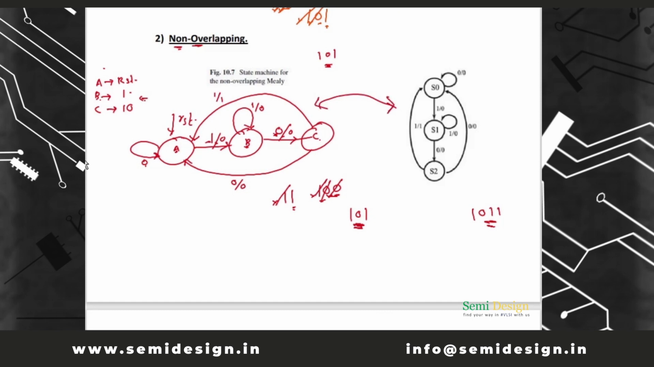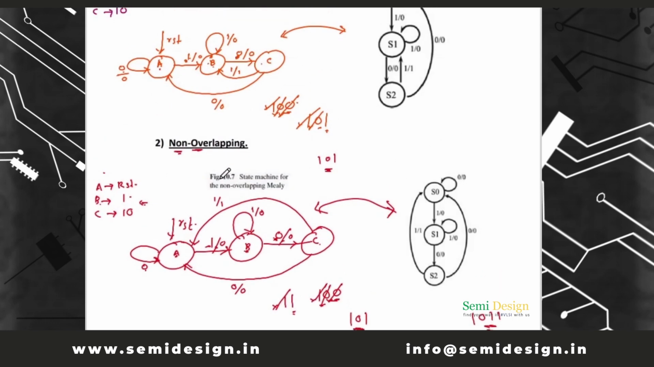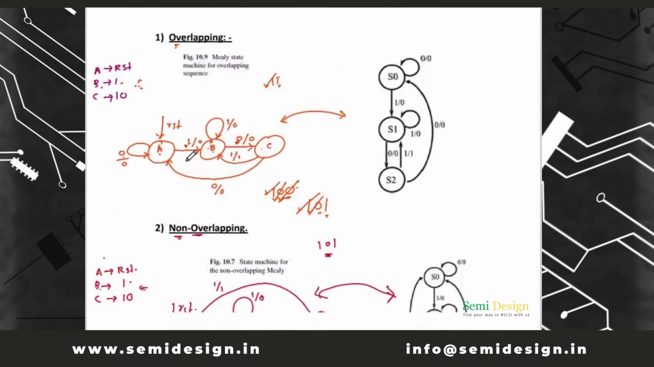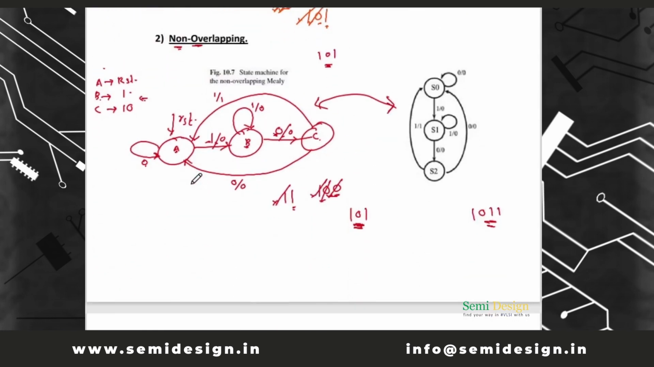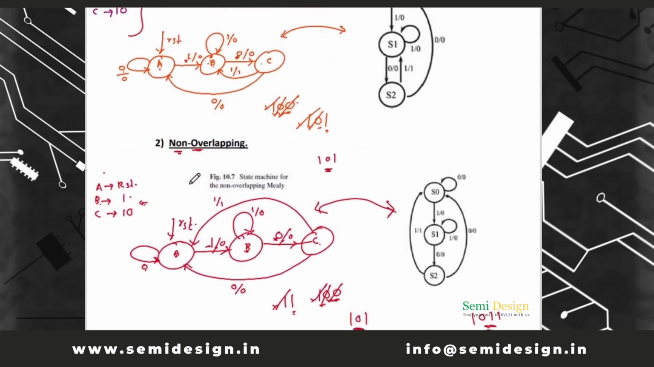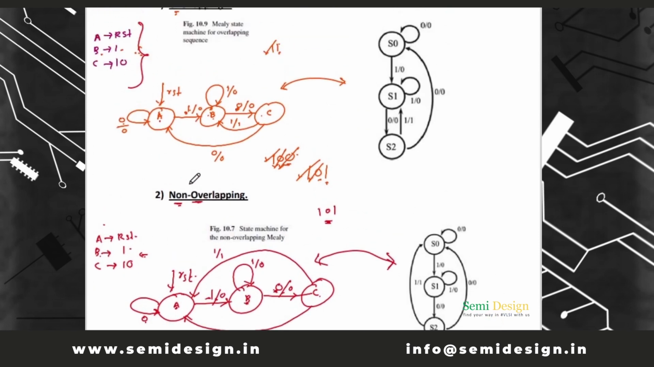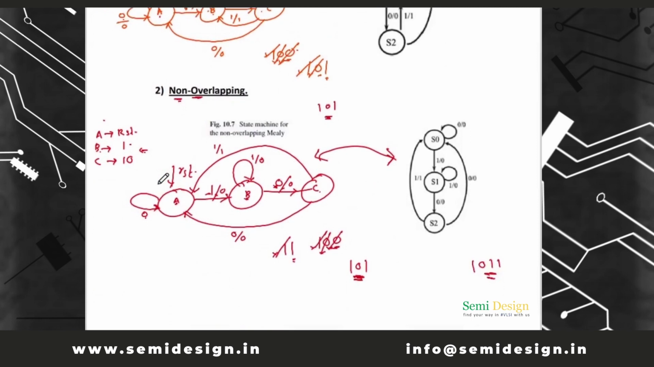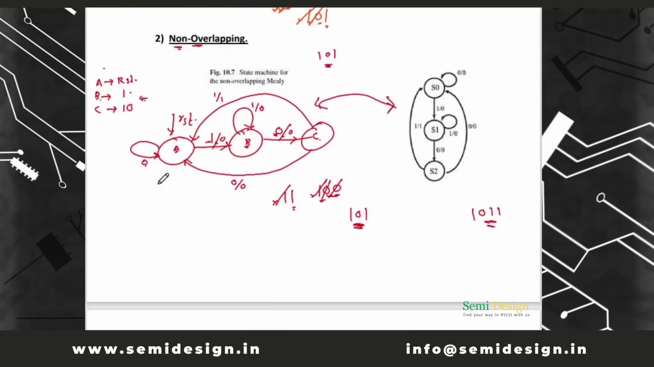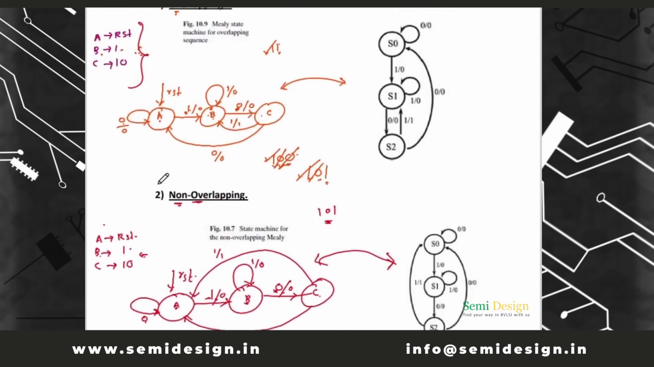Okay, so this is all about the Mealy FSM overlapping and non-overlapping. And if you follow this trick, you will find it quite easy to draw this FSM. In the next video, we will see how to draw the sequence detector using Mealy FSM, and we will see how one state will be more in that Mealy FSM. Okay, so I hope you understood this concept of sequence detector using Mealy, overlapping and non-overlapping.